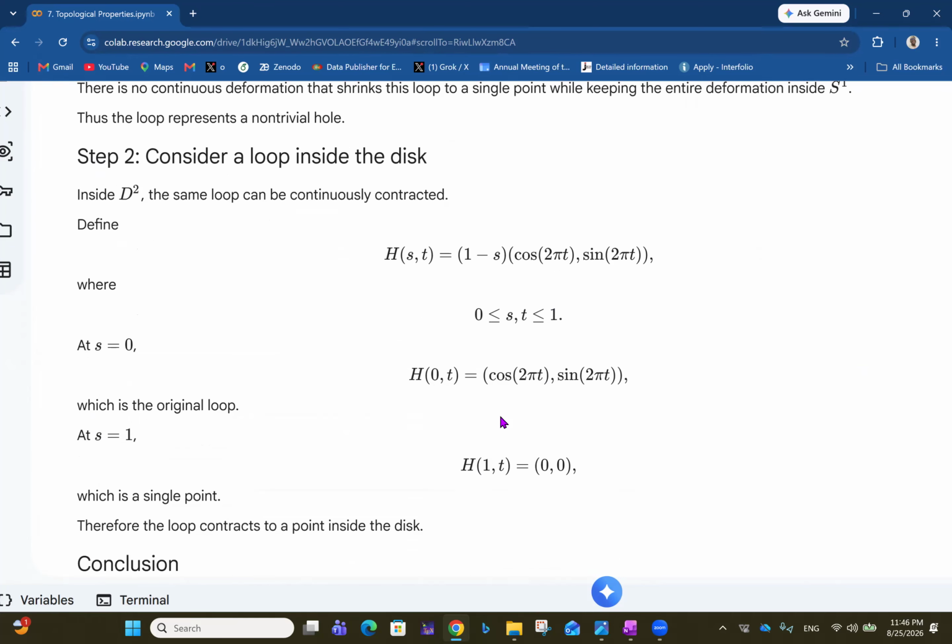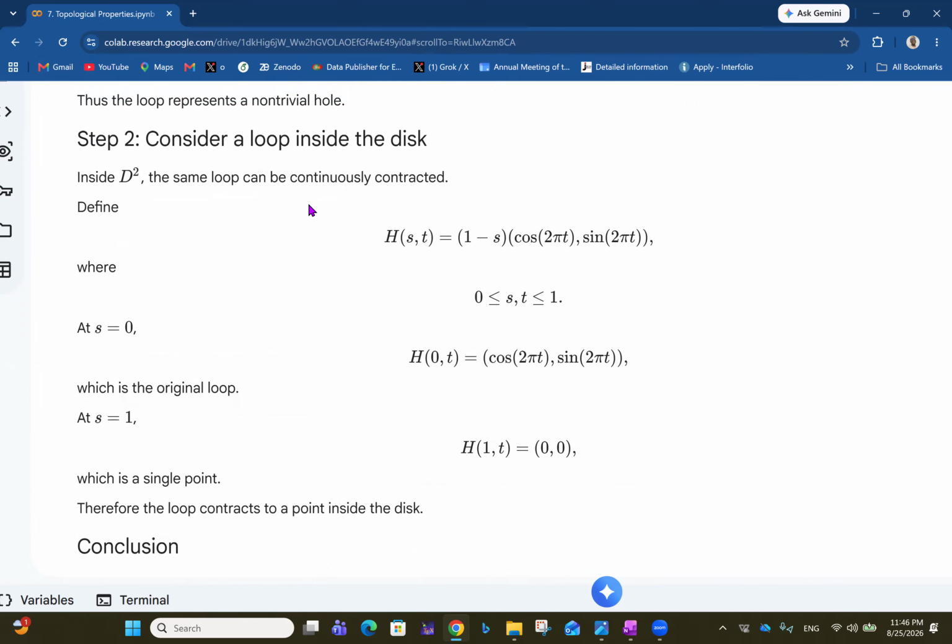But if you consider a loop inside a disk, inside D squared, the same loop can be continuously contracted because the radius is less than or equal to 1. The radius can be 0, it can also be 1, so you can keep shrinking that, although for the circle, you can't shrink it. So inside D squared, the same loop can be continuously contracted. Define H of (s, t) to be (1 minus s) times (cos 2 pi t, sin 2 pi t).